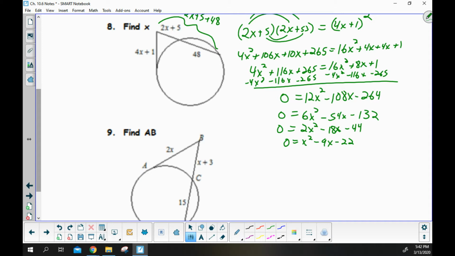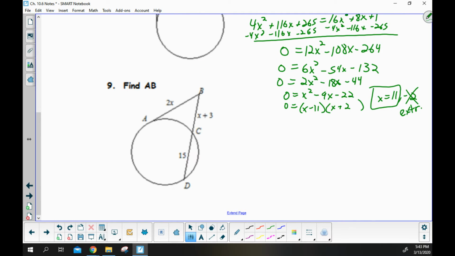Man, all that work, and I get back to something that's very, very easy to factor. Factors of 22 that add up to 9. That'd be x minus 11 times x plus 2. And so we get x equals 11 and negative 2. And again, if we plug in negative 2, that's not going to work. That's extraneous. So 11 is my answer. A lot of work, but we get down to a nice number. Thank gosh. All right.